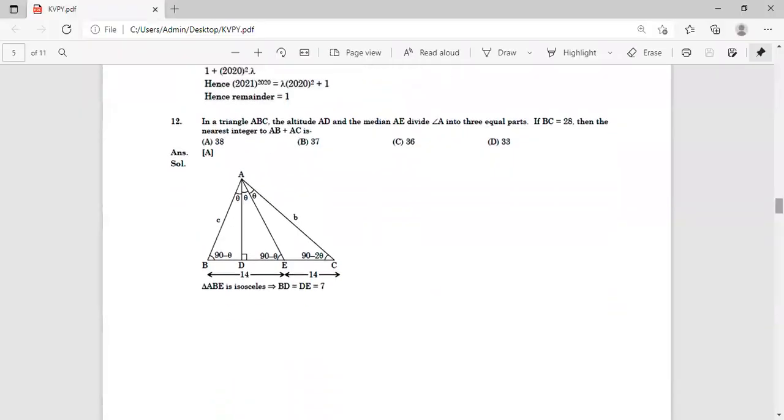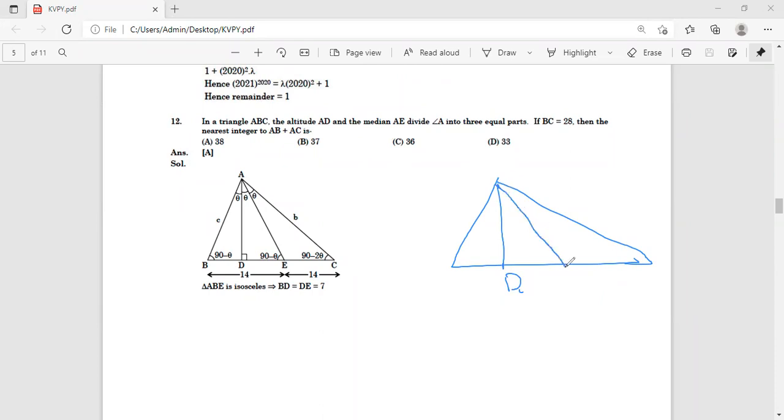Again, next question, geometry question. ABC is a triangle. It is given like this. Read the question, I am drawing the diagram. Altitude AD is given and median AE is given. This is the median AE. Okay. So AD and AE divide angle A into 3 equal parts. So these angles are equal, theta, theta, theta.